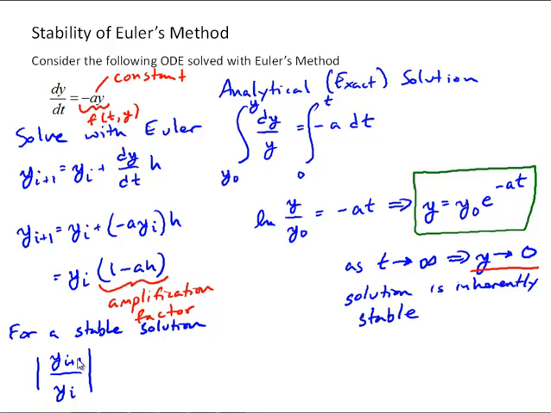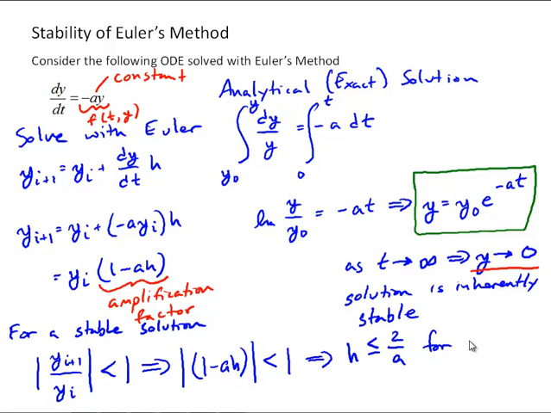So the absolute value of y at the next time step divided by y at the previous time step should be less than 1. So that tells us that the absolute value of the amplification factor, 1 minus ah, should be less than 1. Solving for h in that case, that tells us that h should be less than or equal to 2 over a for a stable solution. In other words, this gives us a criterion on the step size to make sure we have a solution that doesn't have errors growing in an unbounded fashion with time.